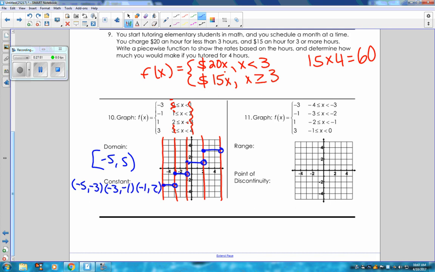Then, I have another one. 2, 5. So anytime it asks for a constant, it wants you to list the interval in which there's just a straight line. And I don't know why these are so different. This is weird.